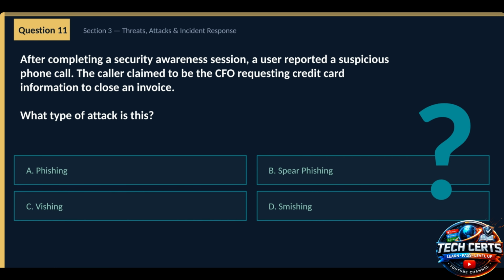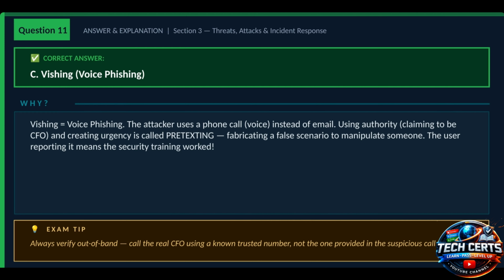Question 11. After completing a security awareness session, a user contacted IT to report a suspicious phone call. The caller claimed to be the CFO requesting credit card information to close an invoice. What type of attack is this? The correct answer is phishing, voice phishing.